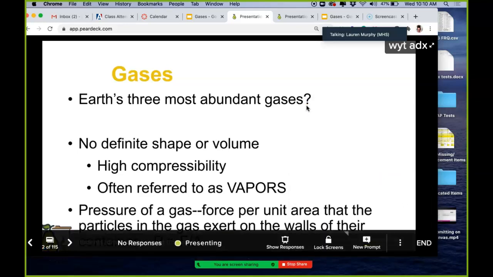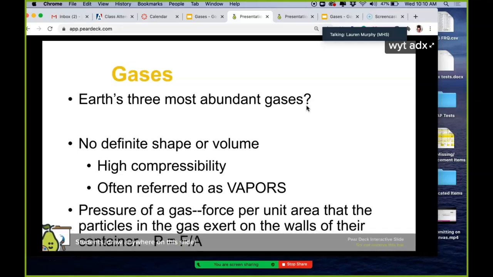And then the third one is one you would not likely guess. It is argon. Okay, it is not carbon dioxide, it's not methane, it's not hydrogen. It is argon. Super random, right?